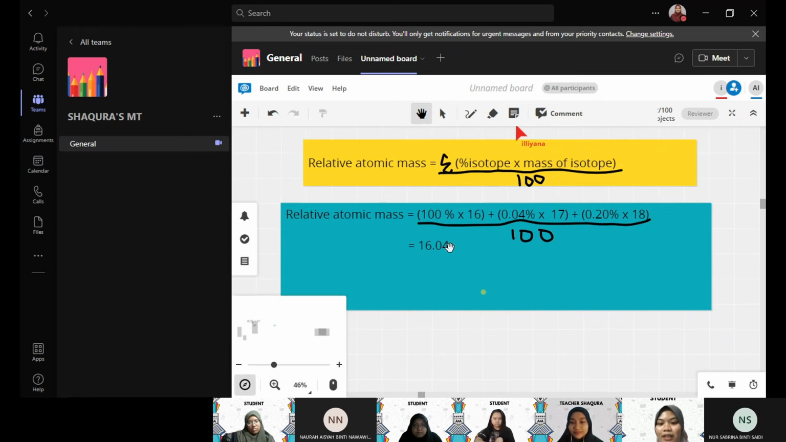It does not have any units because we already learned just now that relative atomic mass doesn't have any units. So that's all from us. Thank you.